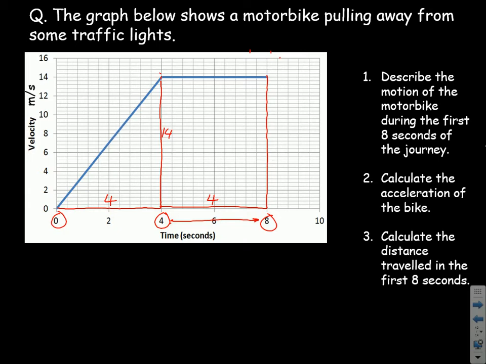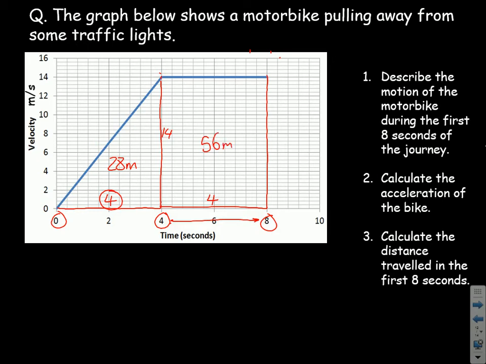So it's given us a rectangle and a right angle triangle. So let's calculate this. Half base multiplied by height. Well, half the base, half of 4 is 2. 2 multiplied by 14 is 28. Don't forget it's distance, so it's in meters. And then for the next 4 seconds, we have 14 multiplied by 4, which is 56 meters.